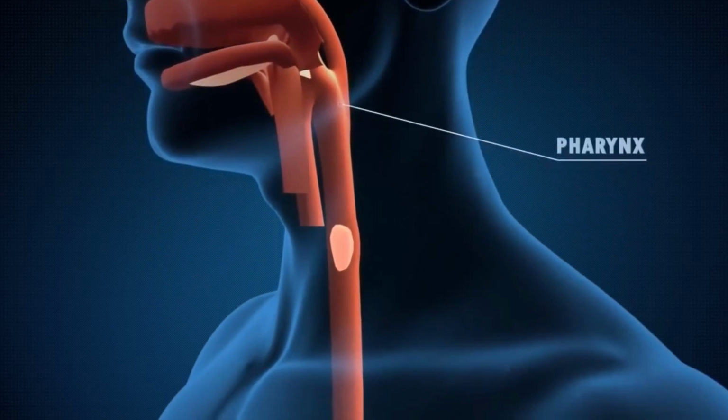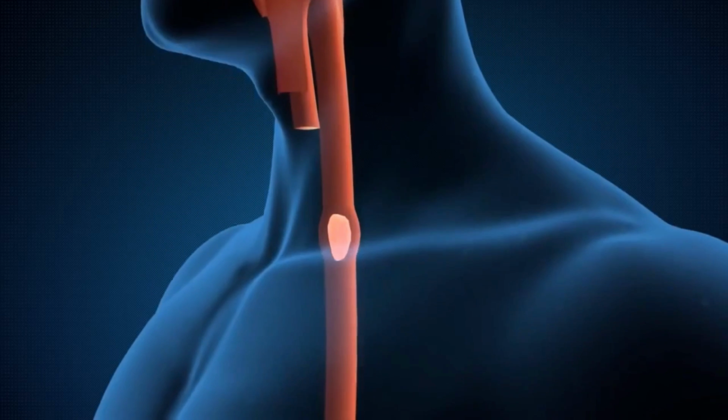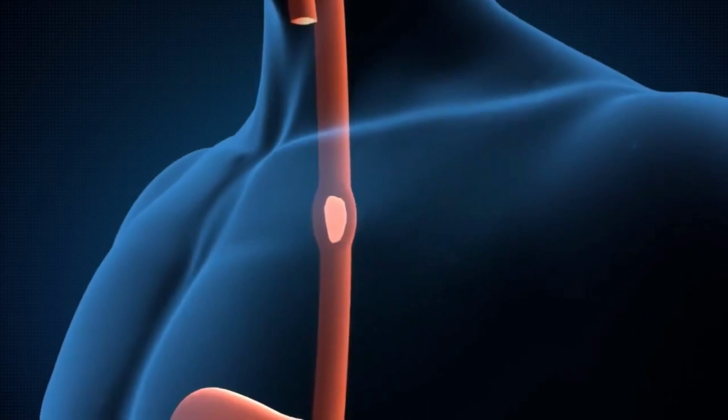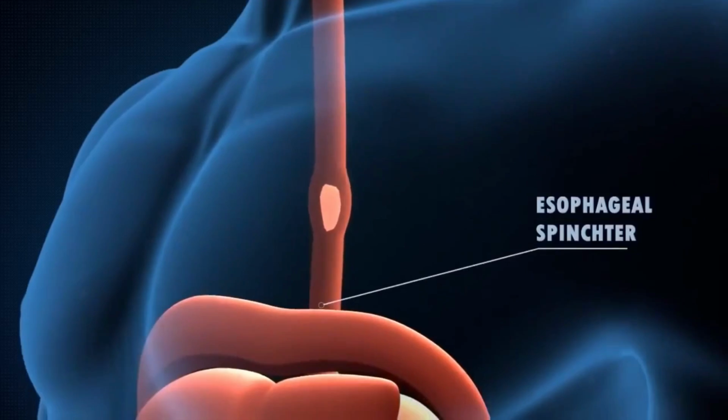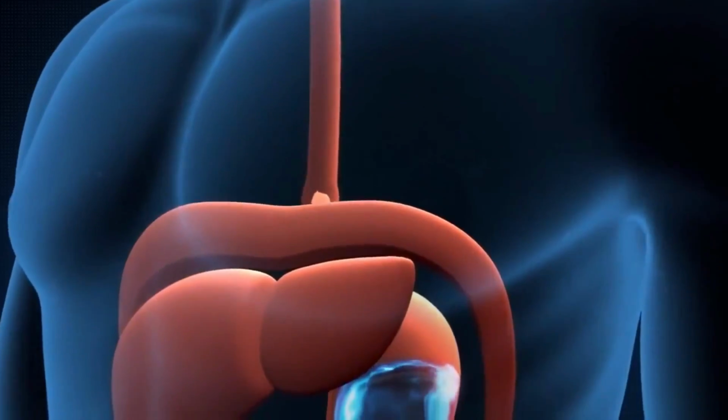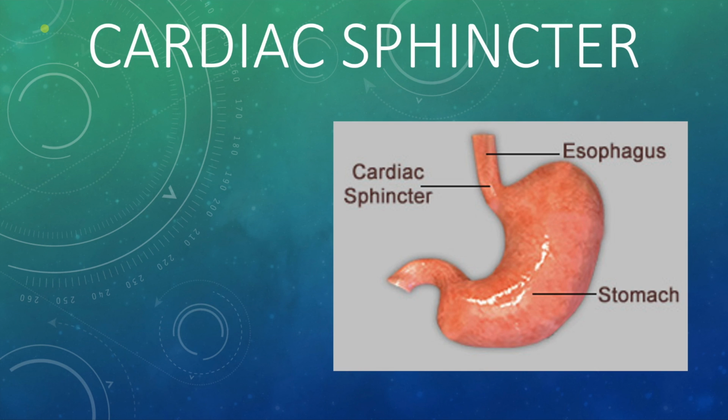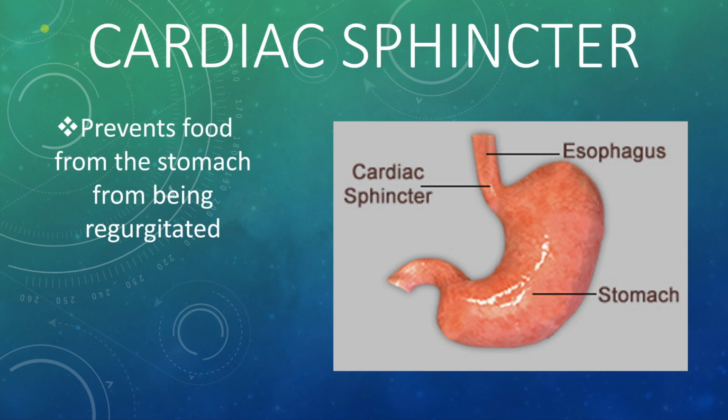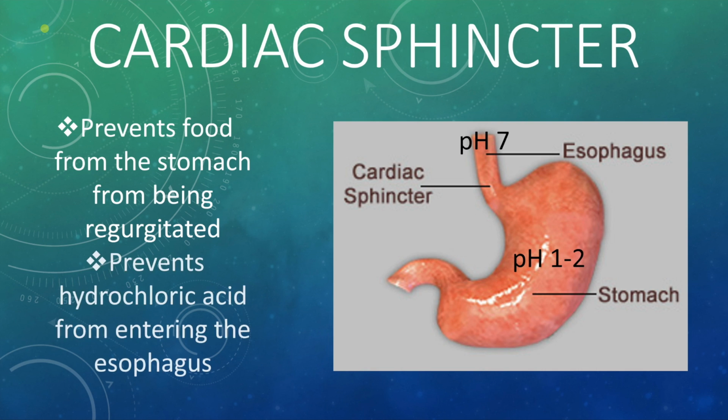Peristaltic contractions push the food in one direction through the pharynx and into the esophagus, where the food continues moving downward in one direction. When the cardiac sphincter opens, the bolus of food is then allowed to enter the stomach. The main function of the cardiac sphincter is to prevent the food from the stomach from being regurgitated back into the esophagus. The stomach typically has a much lower pH than the rest of the digestive system in order to activate certain enzymes. Therefore, the cardiac sphincter also prevents hydrochloric acid from entering the esophagus.